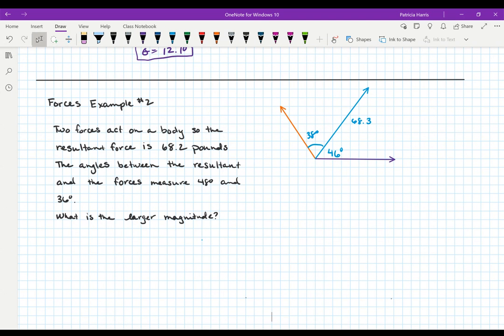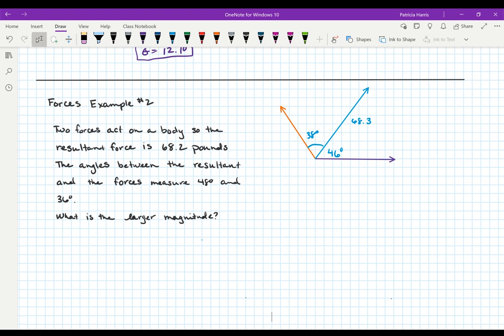Okay, so for our next example, I'm actually going to do a problem from the assignment. I believe this is slide 10 from this particular assignment. It says two forces act on a body, so the resultant force is 62.8 pounds. The angles between the resultant and the forces measure 48 and 36. What is the larger magnitude?